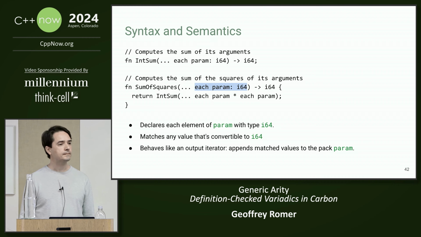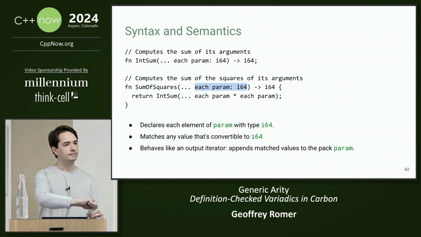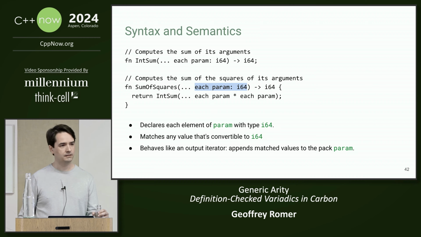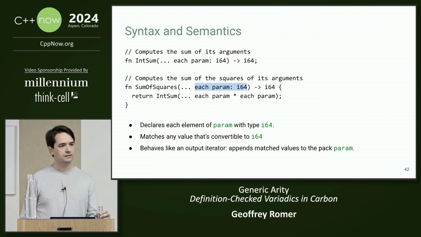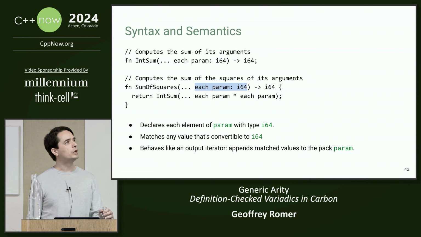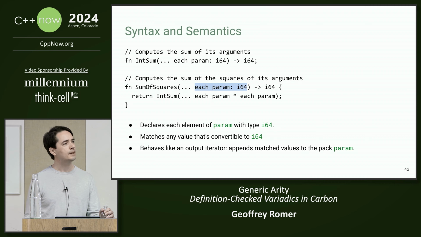Yes? Do you have something like an underscore in C++ that just matches something without introducing a value? Yes, yes. And so you could just say ... underscore I64, and this matches arbitrary I64s without giving the values? Yes, although you would need to make it each underscore, I think. We probably haven't specified that explicitly. Okay.